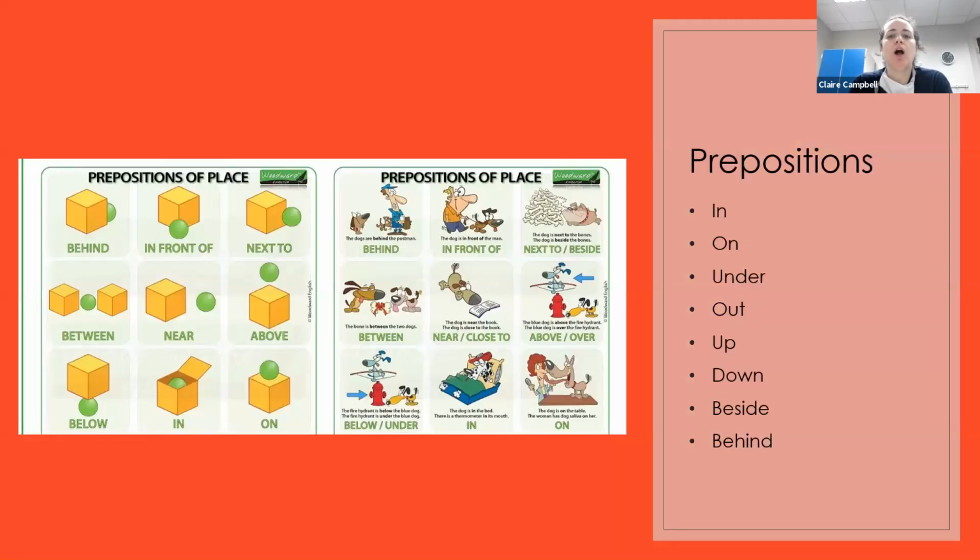Preposition words are probably my favorites for starting to do 2-word phrases, because you can use them so easily to direct in your environment or describe your environment. We can put it in, put it on, put it under, put it out, put it up, put it down, put it beside, put it behind. We can go in, we can go under, we can go out, go up, go down. So these are really fun words.